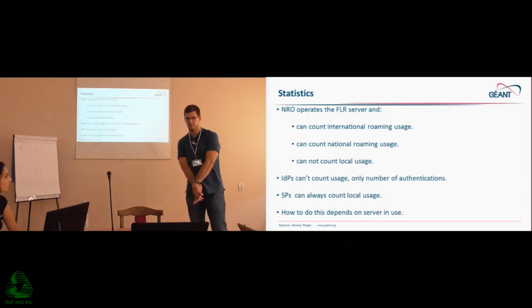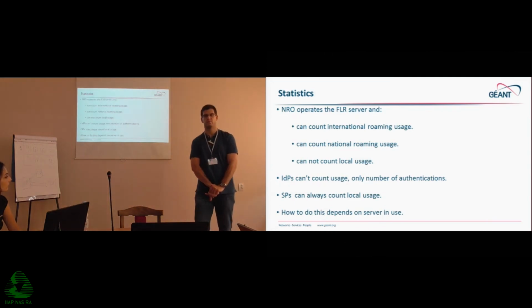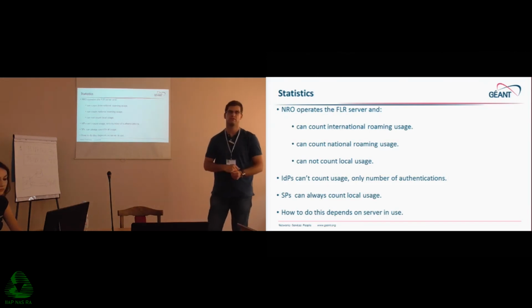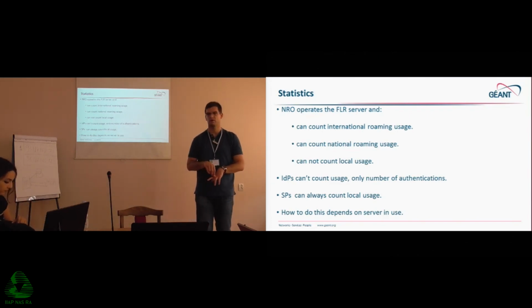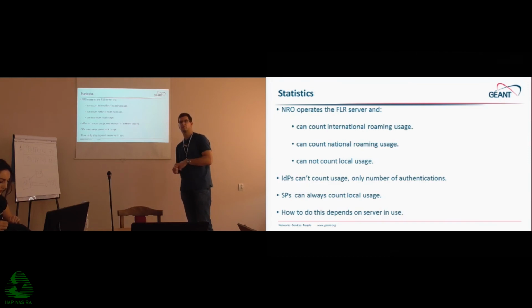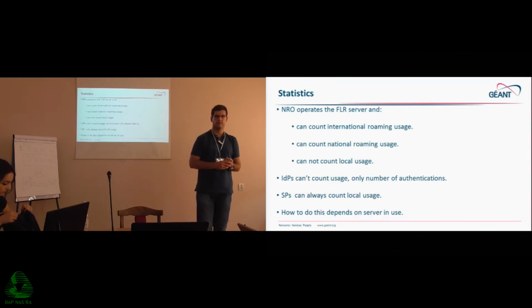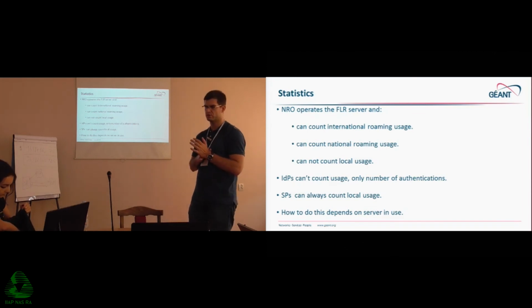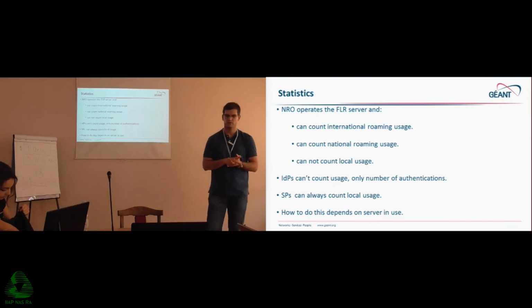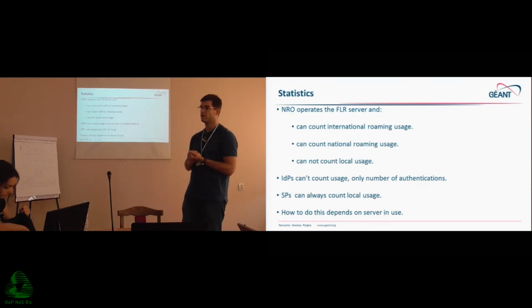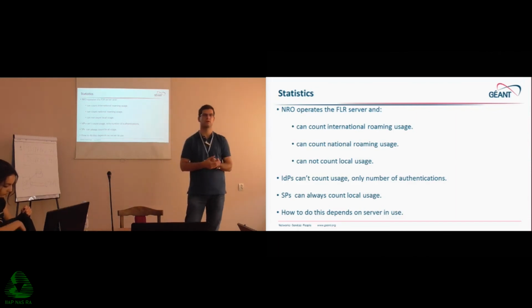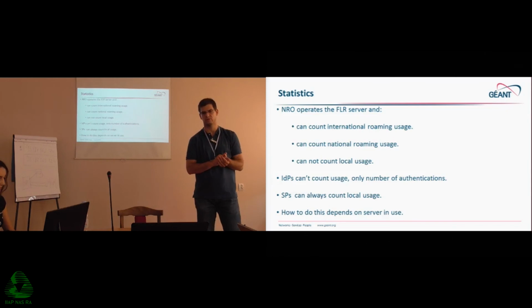So now a bit about statistics. National roaming operators operate the federation level radius servers, and they can count national roaming usage, but they cannot count local usage. That's what Miro said when he showed you the statistics from FTX yesterday. IDPs can't count usage. They can only count the number of successful or unsuccessful authentications. SPs, on the other hand, can always count the local usage because they have the information needed to do that.